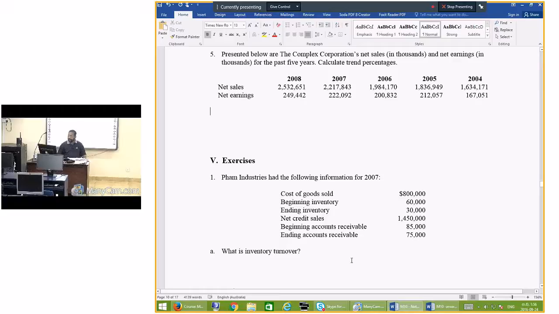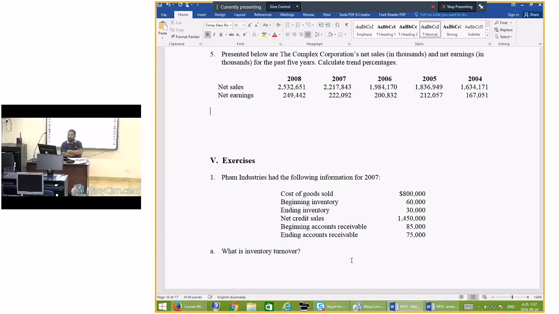Okay, now number 5, exercises. Farm Industries had the following information for 2007. What is the inventory turnover? How to calculate inventory turnover? Cost of goods sold divided by average stock.